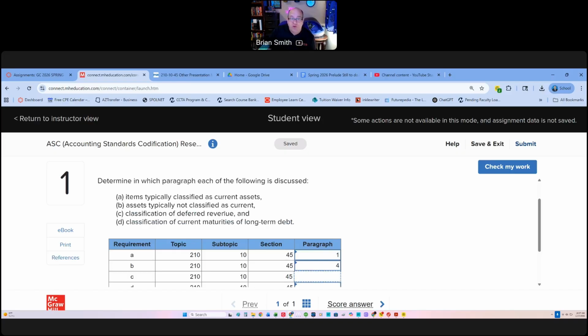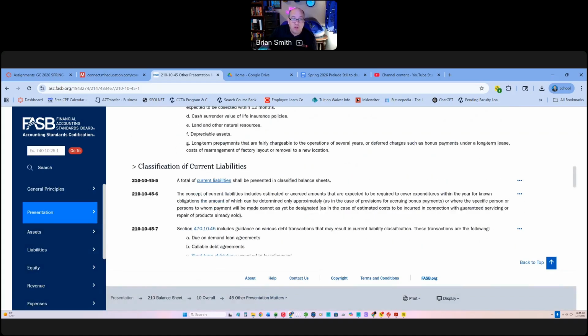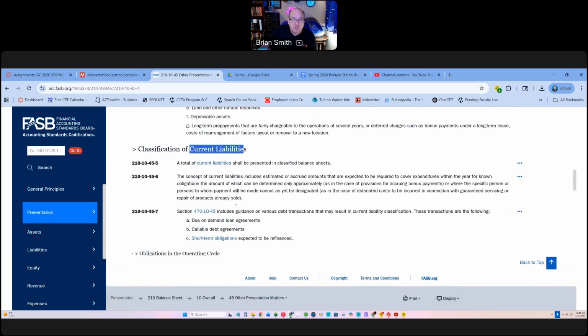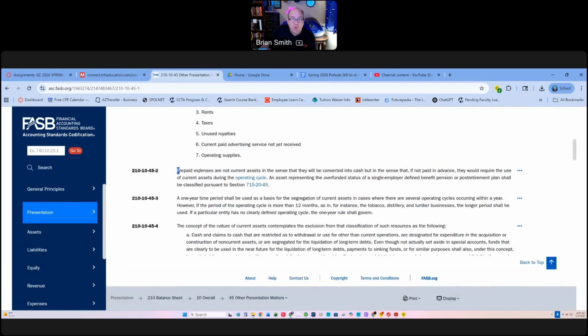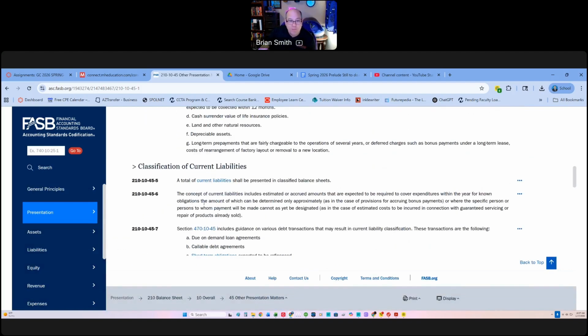Now we're looking for deferred revenue. What's deferred revenue? It's another fancy term for unearned revenue. So let's keep going. Unearned revenue is definitely a current liability. And so just as it was up here, where we talked about prepaid expenses, we're probably going to find a section that says unearned revenue specifically. Let's see if we do that. Maybe not.